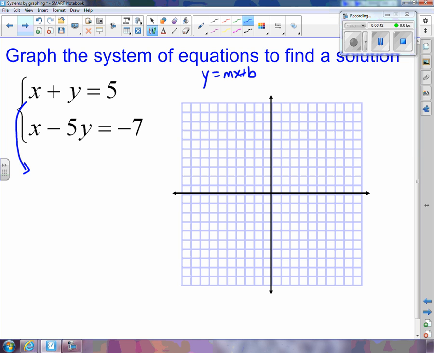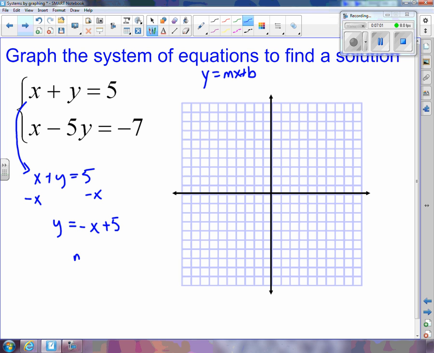In order to graph them, it's probably a good idea to translate them into that form. So let's take this equation first. X plus y equals 5. Solve for y, that's how you get it into the form. You get the y by itself. I'm going to have to subtract x from both sides. After I do that, I get y equals negative x plus 5.